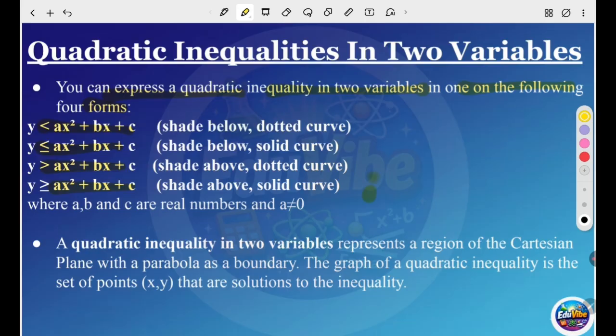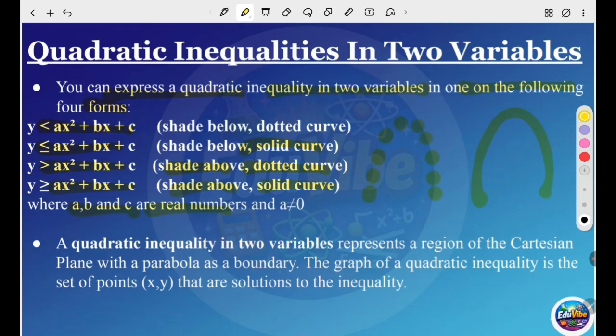So either we have that dotted curve, or we have a straight curve like this. So that's how many curves we have in this. If it is less than or equal to, we shade below with a solid curve, and if it is greater than, we shade above with a dotted curve, and greater than or equal to is shaded above with a solid curve.